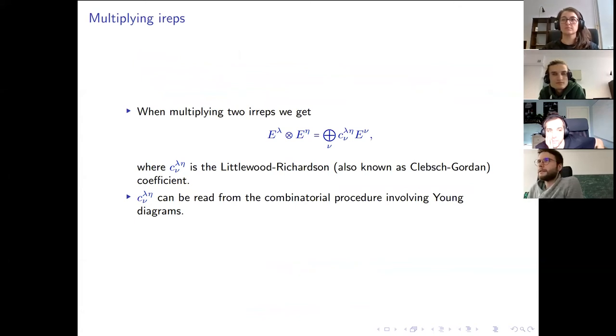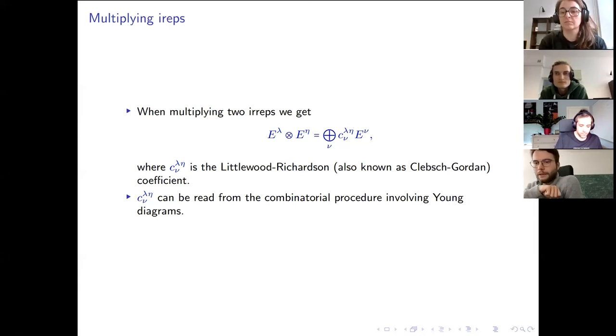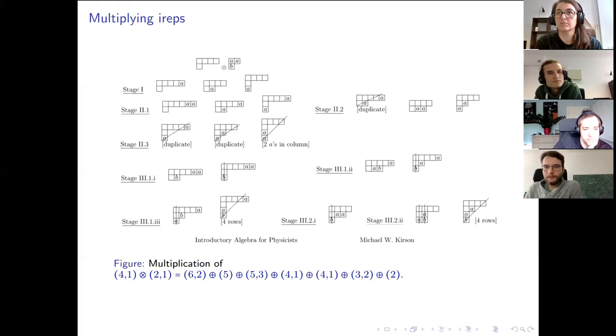Another crucial operation is multiplication. If you multiply two irreducible representations of SU(n), in general such a representation is not irreducible, but you can decompose it into its constituents, and there will be some coefficients. This coefficient just means how many times this irrep appears in the decomposition. So this is the meaning of the C. And there is some combinatorial procedure involving Young diagrams, which enables you to do this decomposition. But I won't tell you how to do it. It's just some combinatorial thing.